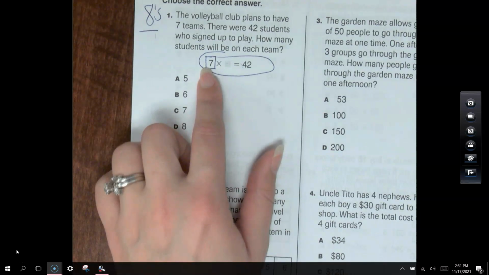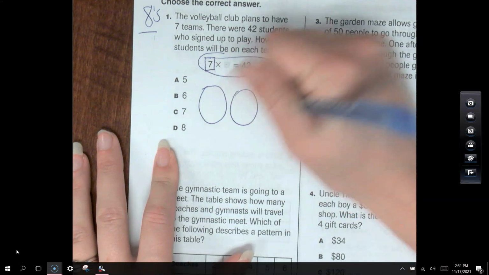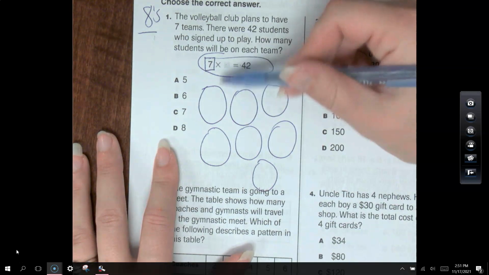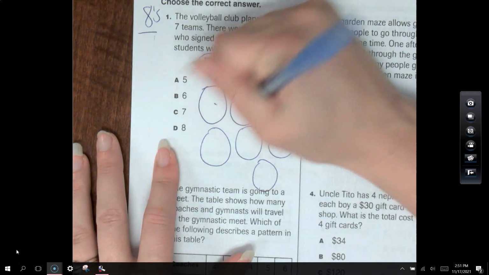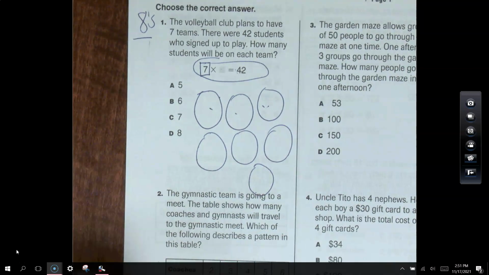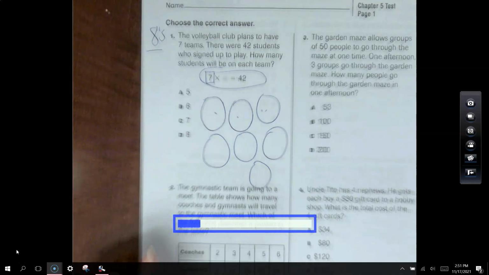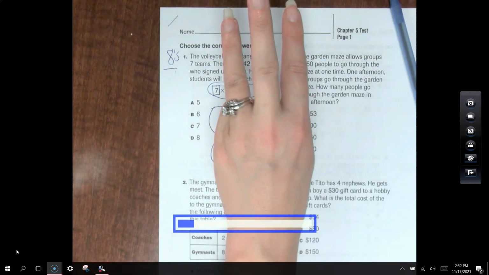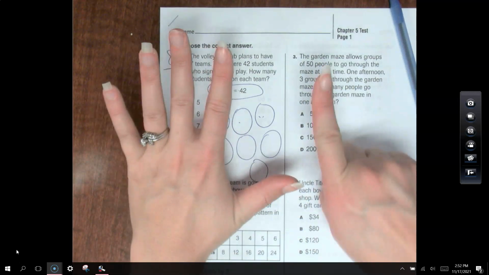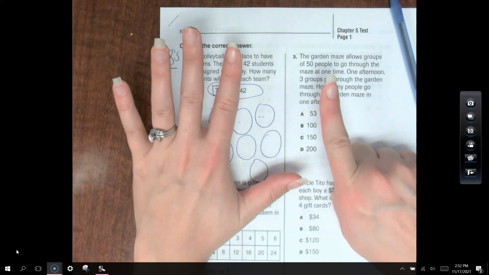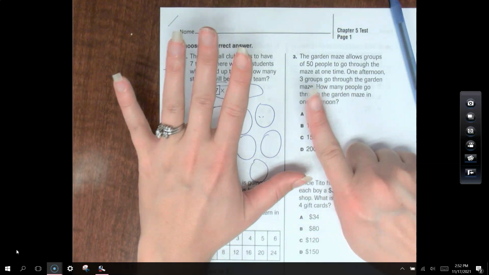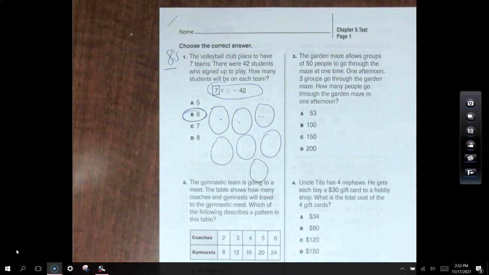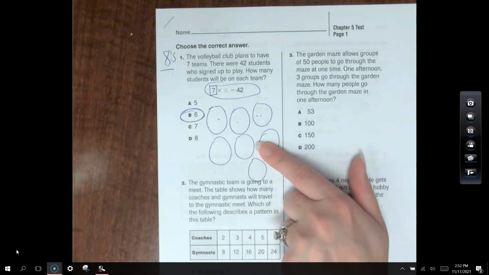Now, if you can't count by 7s, you would have to draw 7 groups and separate out until you get 42 things. Okay, but hopefully you can count by 7s. Let's go ahead and do that. You ready? 7, 14, 21, 28, 35, 42. How many fingers do we have up? If you said 6, you are correct. Okay, so if you can, count by 7s. If not, you will have to draw pictures.